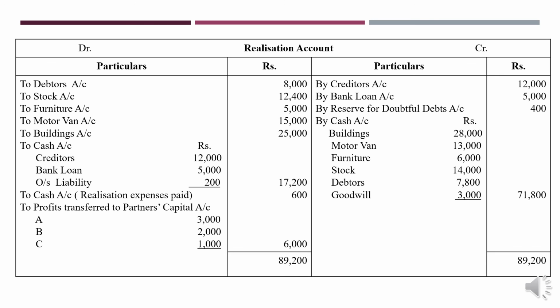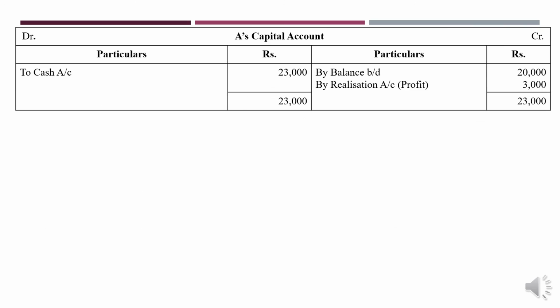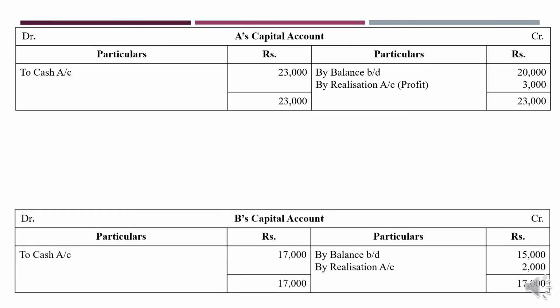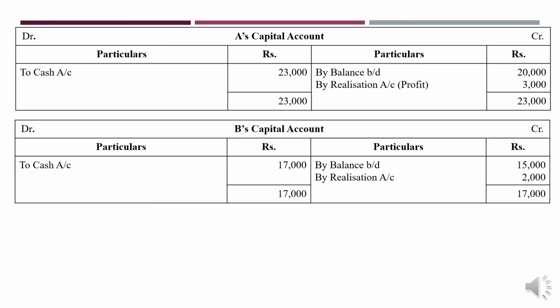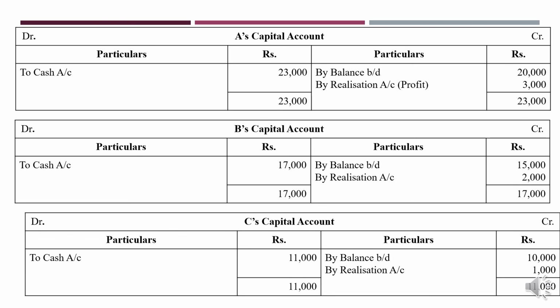Now let us prepare the partners' capital accounts. A's capital account: by balance brought down 20,000 opening balance, and there is a realization profit of 3,000. So totally 23,000. His capital to be paid is 23,000, to cash account. Then B's capital account: by balance brought down 15,000, realization profit 2,000. So 17,000 has to be paid to him. Next, last one, C's capital account: balance brought down 10,000, realization profit 1,000, and cash account 11,000.